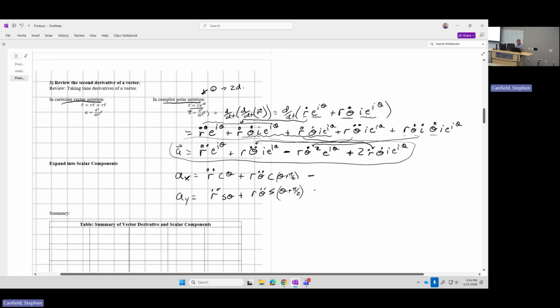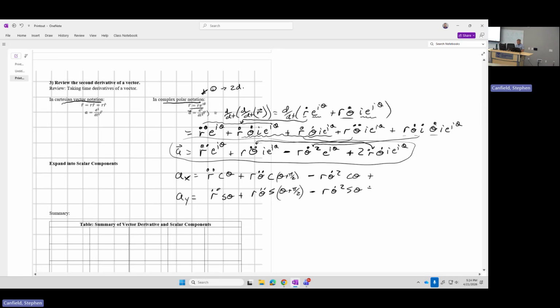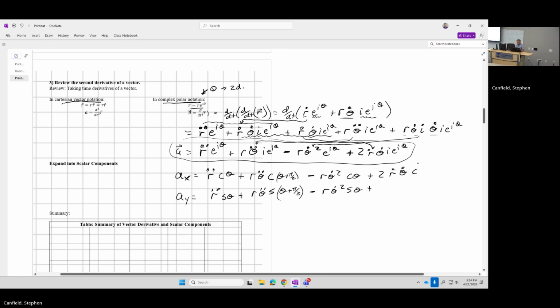Third term, I've got a negative. So negative magnitude, r theta dot squared, times the cosine of theta and the sine of theta. And then the last term, I get plus 2 times the magnitude, r dot theta dot, times the angle: cosine of theta rotated by i, or rotated by 90, so theta plus pi halves. And here's the y term, sine of theta plus pi halves. Oh, beautiful. So straightforward, so beautiful.